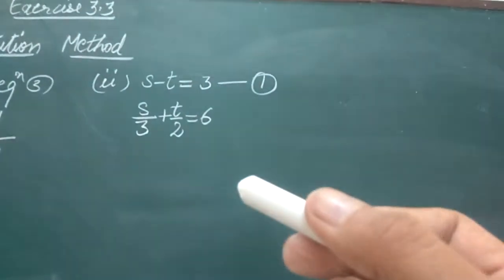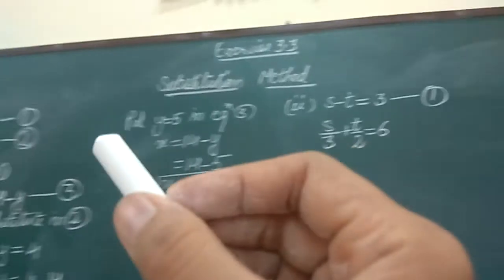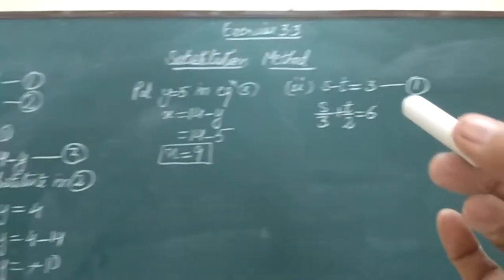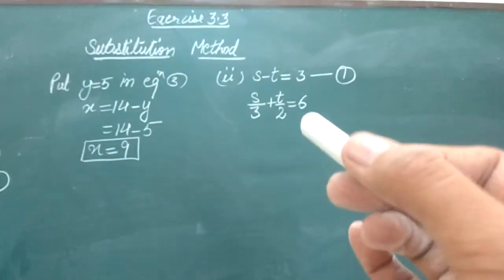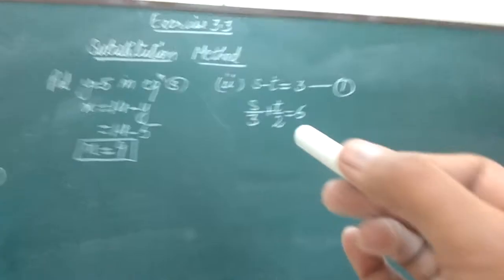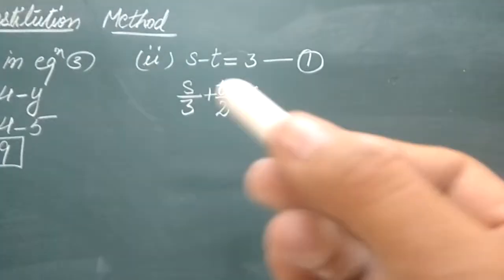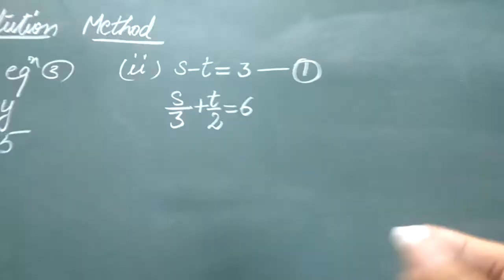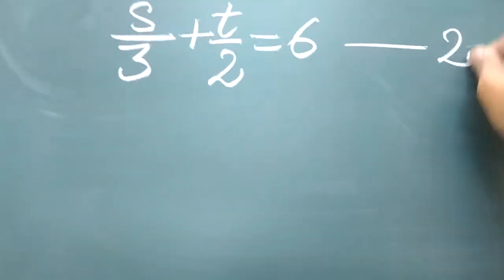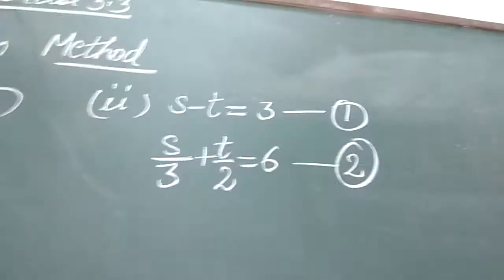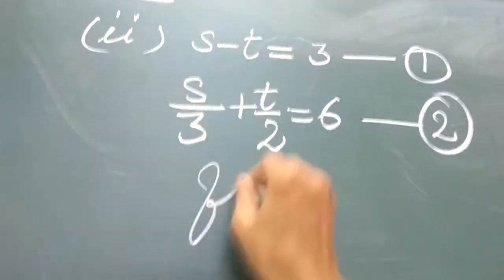We have two options. First step will be the same: from the first equation, we can take s and then put it in the second. Or in the second part, what we can do is first take the LCM to remove the fraction. So this is equation number 2. We'll follow the same steps from equation 1.